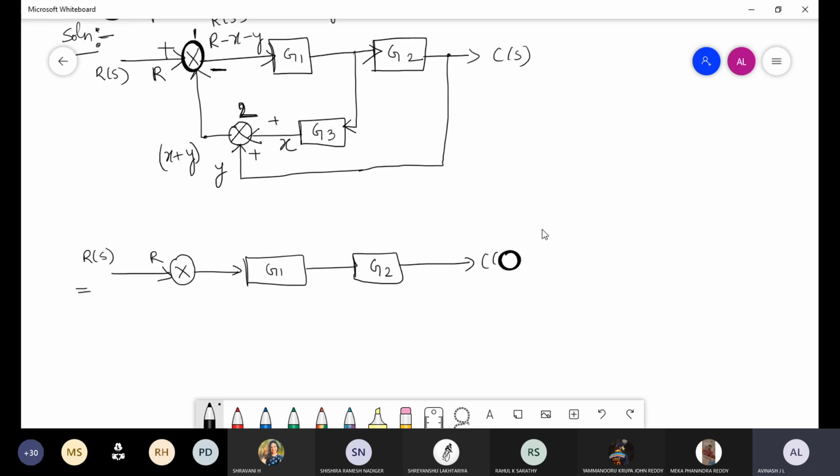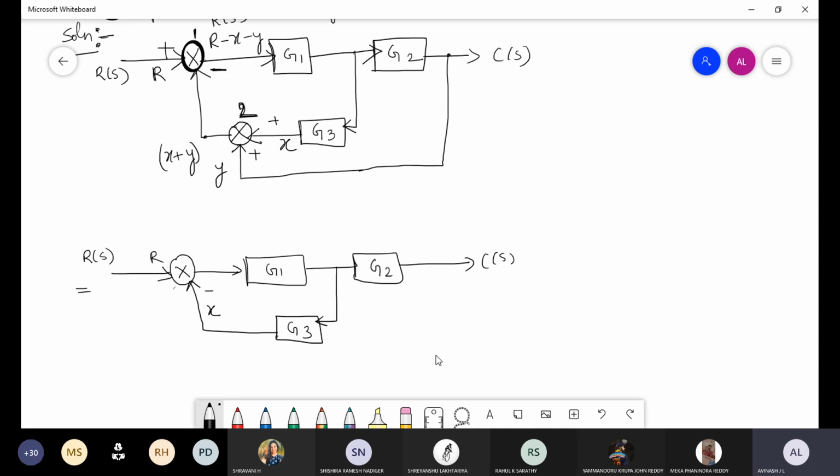Write C of S, it will be the output. And then I'll take G3 here, from this particular point. So G3 is contributing the X value, correct? So finally X becomes minus X here. So I'll take a minus sign and X here. G3 is contributing X only, as we have taken earlier. Same thing with minus sign, I've taken X.